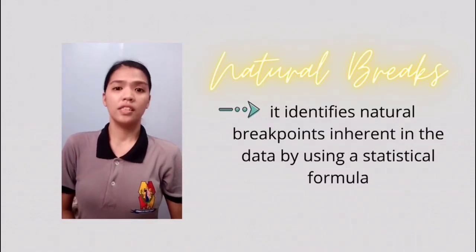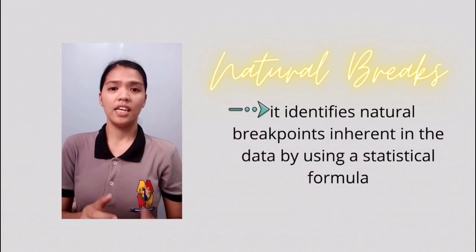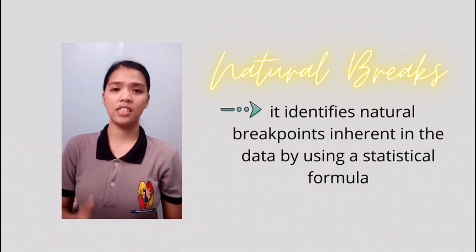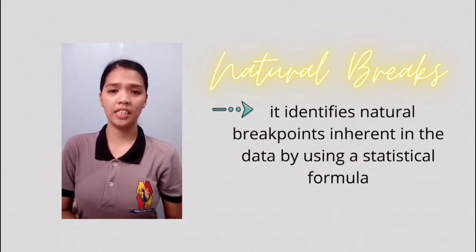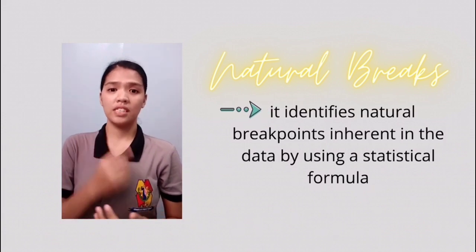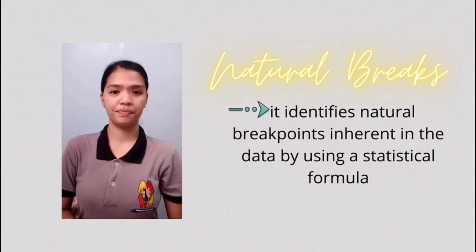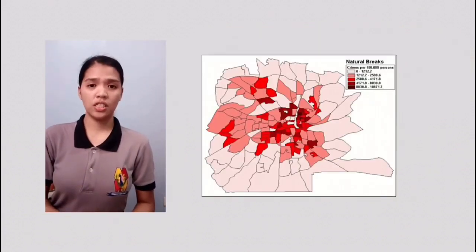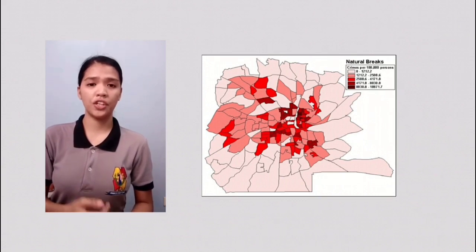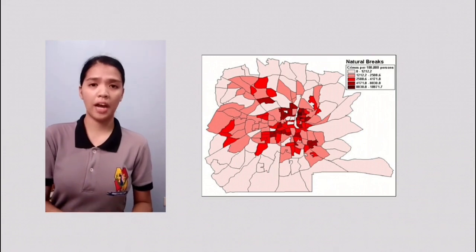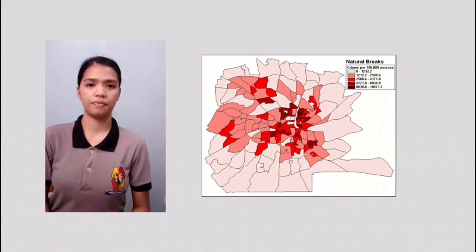Number 2. Natural breaks. In natural break, it identifies the natural breakpoints inherent in the data by using a statistical formula. This classification is the default in most geographic information system programs and is used frequently by crime analysts.